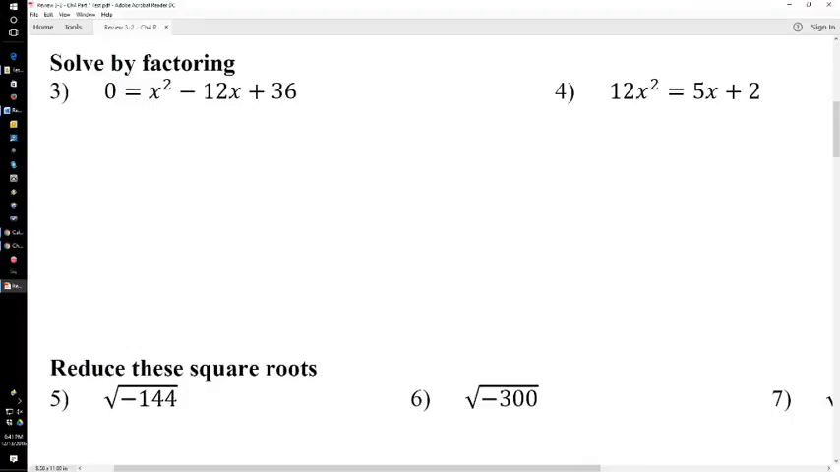Alright, for numbers 3 and 4 it says solve by factoring. So basically, just factor both sides. Everything is already on one side of the equation. The other side's 0, so we can go ahead and start with this one. Go ahead and put it in parentheses.